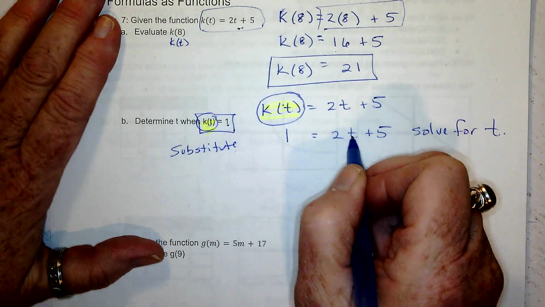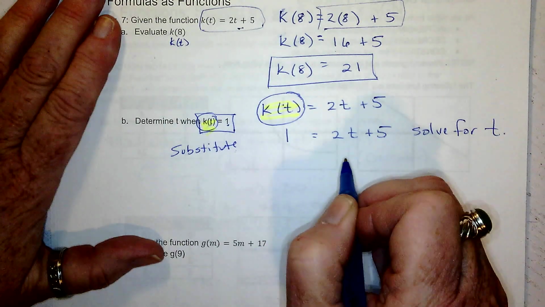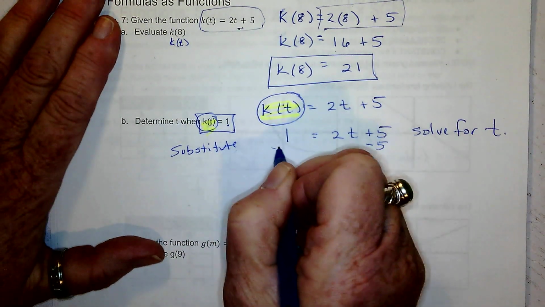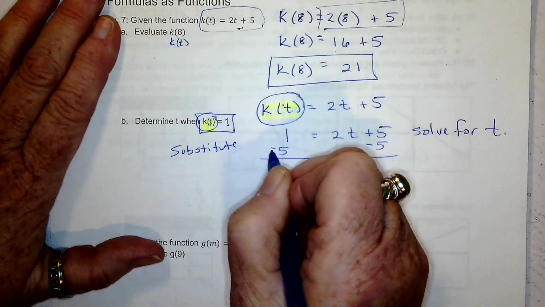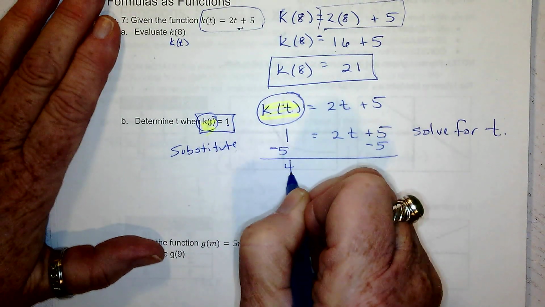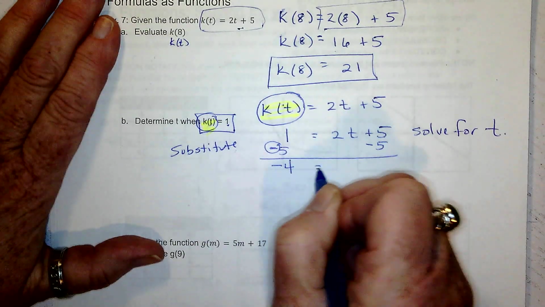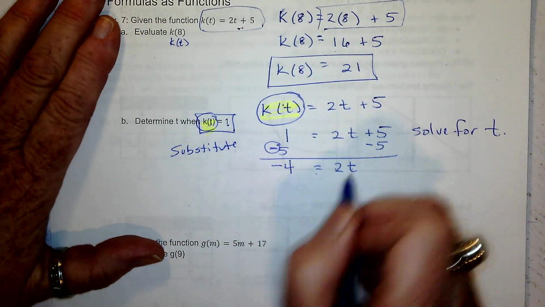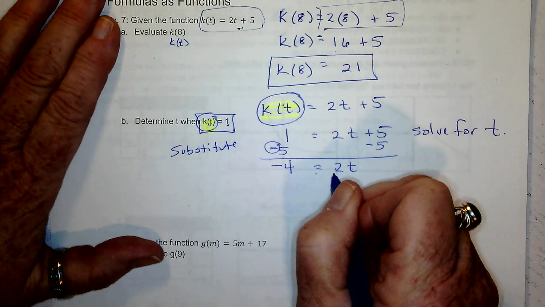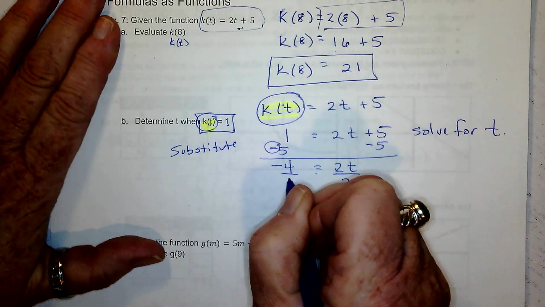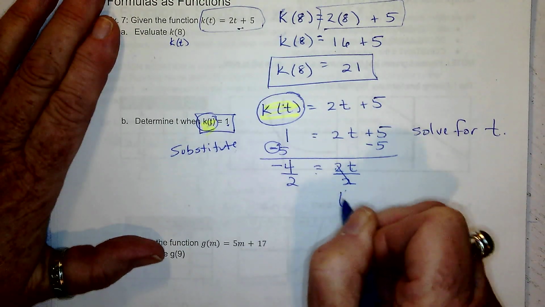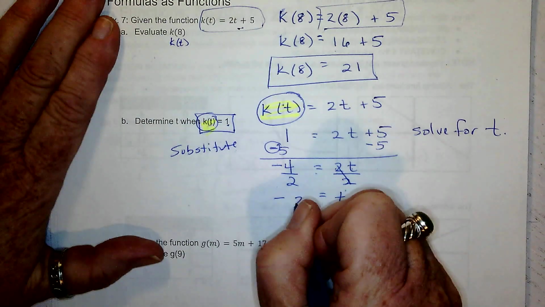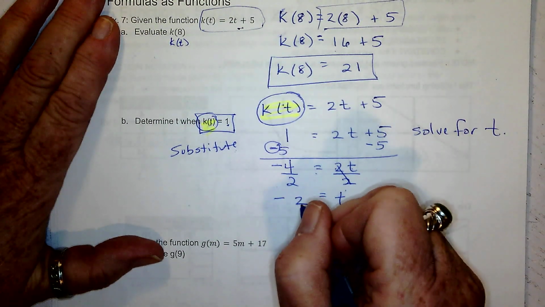Now I have a 2 attached by multiplication and I have a 5 added. We have to go opposite for order of operations, so we have to subtract 5 from both sides. 1 minus 5, the signs are different, so we subtract and take the sign of the larger number. Bring down your 2t. Make sure you've got your equal sign. 2 is attached to t by multiplication, so we're going to divide both sides by 2. And t is equal to, negative divided by positive is negative, 4 divided by 2 is 2. So t is equal to negative 2.